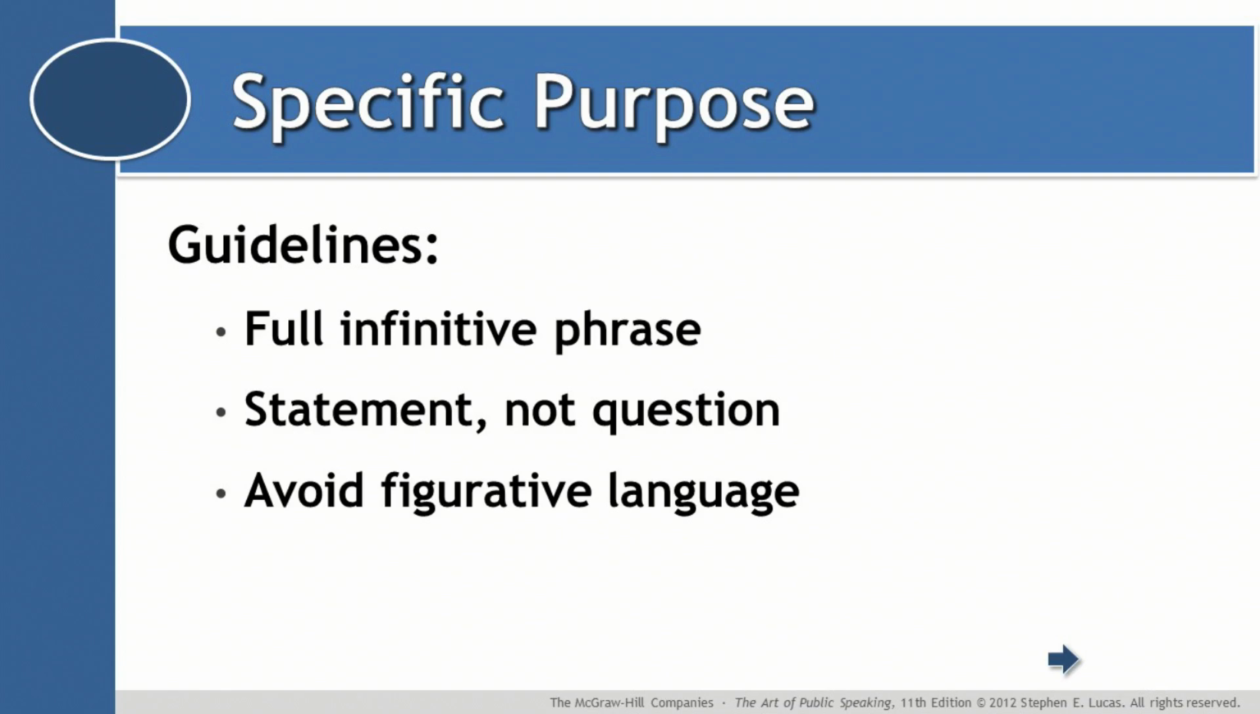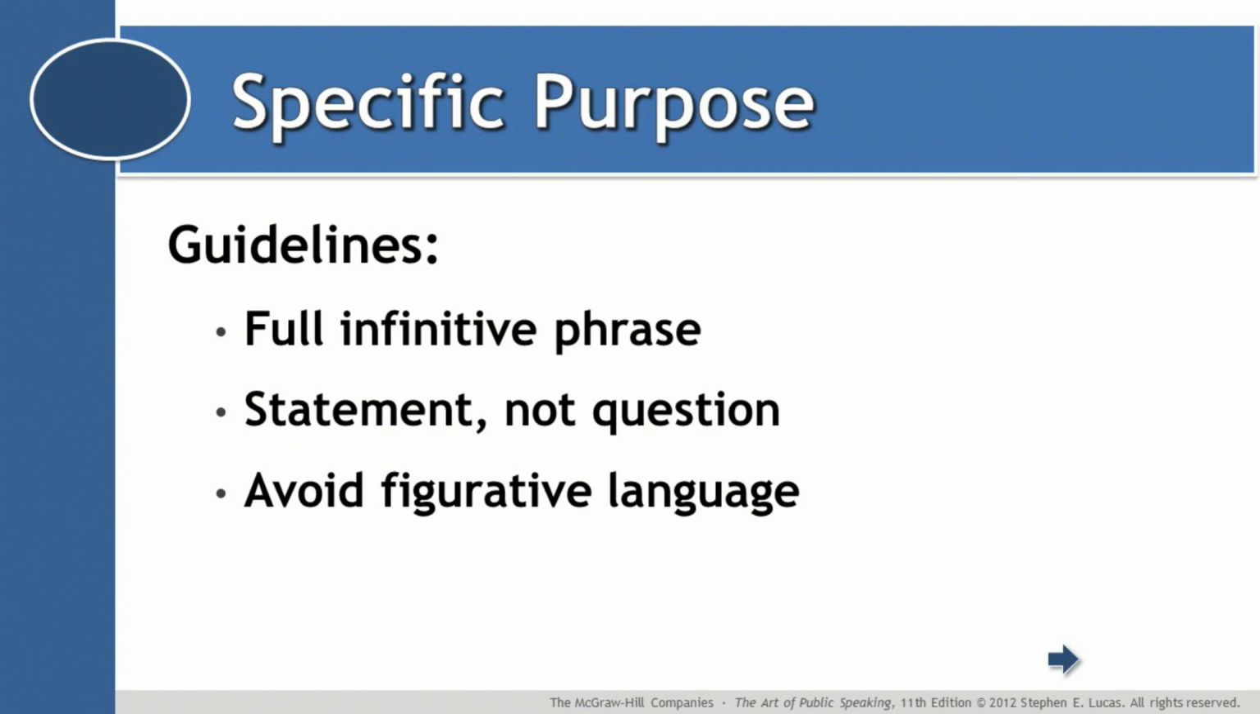When drafting your specific purpose, a lot of times we compare this to the thesis statement of the writing that we do. So some guidelines to think about. First, it needs to be a full infinitive phrase. It needs to be a statement, not a question, and avoid figurative language.